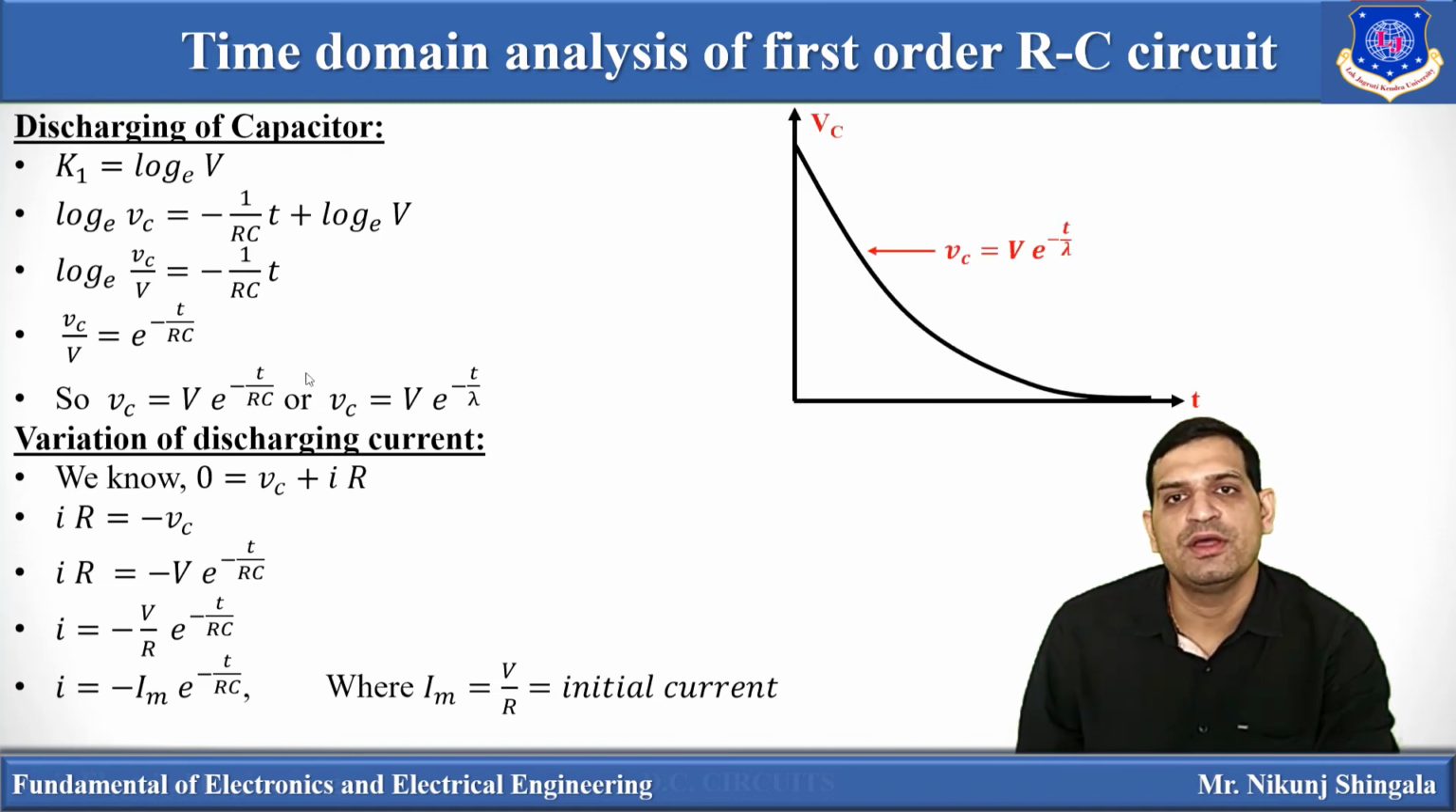Now plotting this equation, we are getting the graph of Vc versus time, and the maximum value of this equation is V. Now after time t is equal to lambda, if we put t is equal to lambda in this equation, we are getting 0.368 of the maximum value, that is V. So in this case, we can define time constant as the time taken by the capacitor voltage during discharging to drop to 36.8% of its initial value.